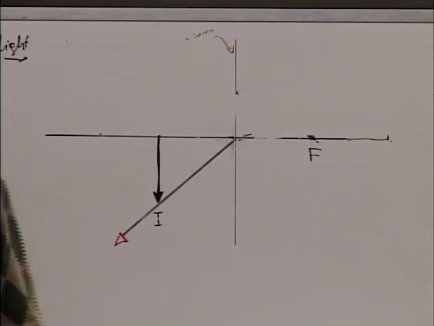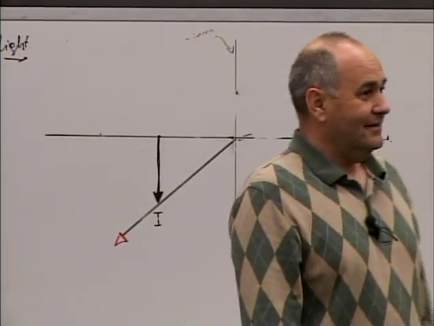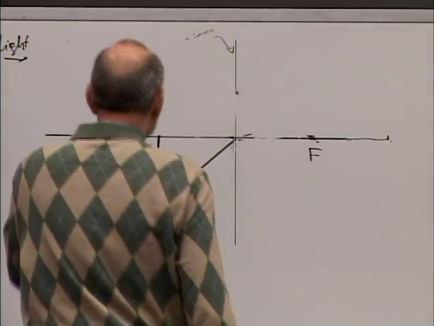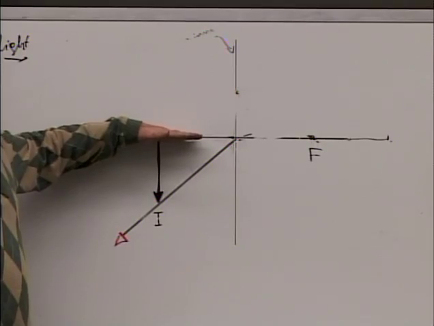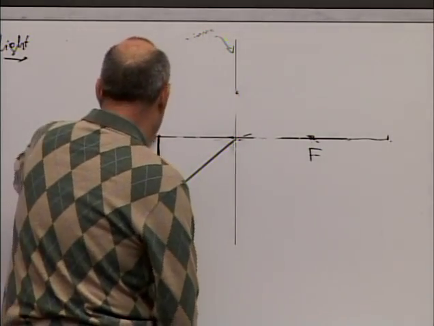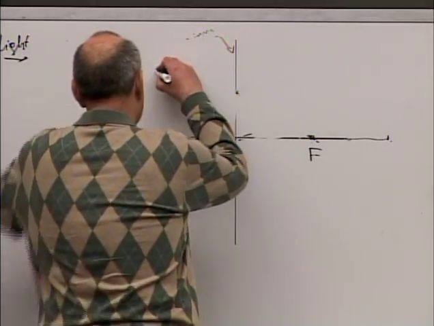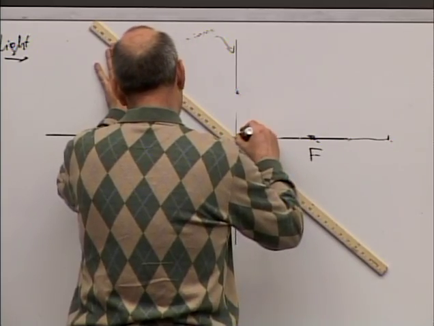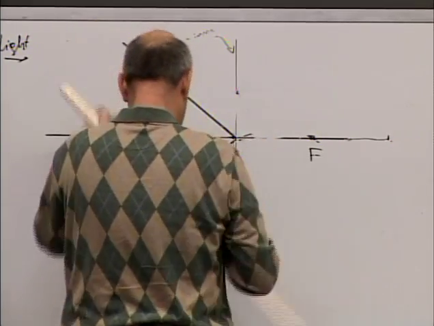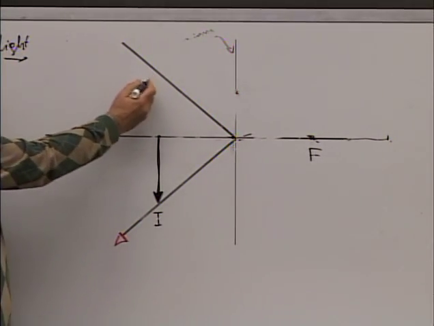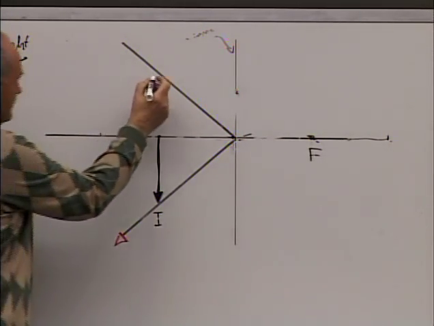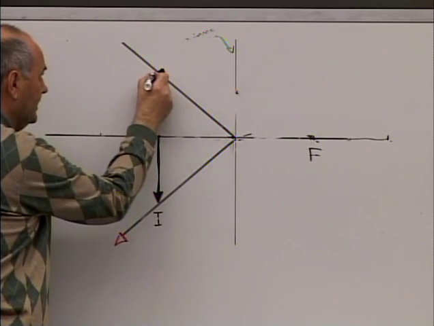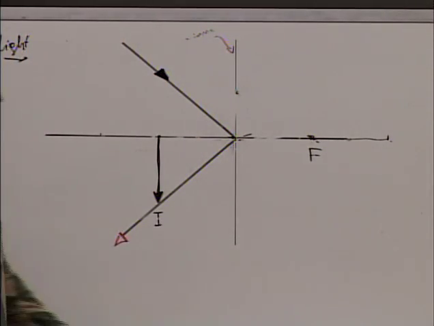All right, now I can trace the object chief ray, because I know that the object chief ray is supposed to be symmetrical about the principal axis. And so it has to go through this point. Should I mark the arrow to the right or to the left? To the right, correct. Object rays travel toward the optical element. All right, so we got one.